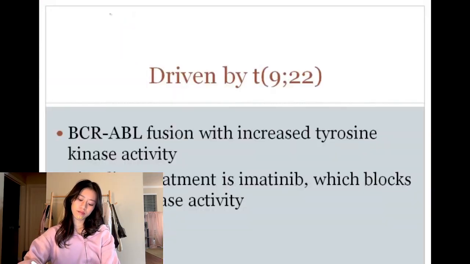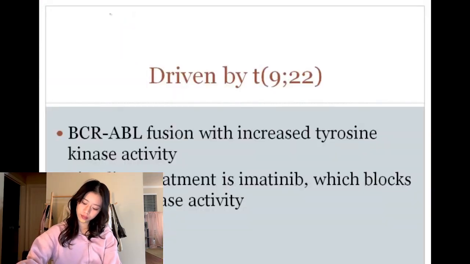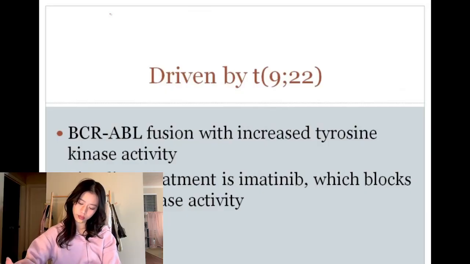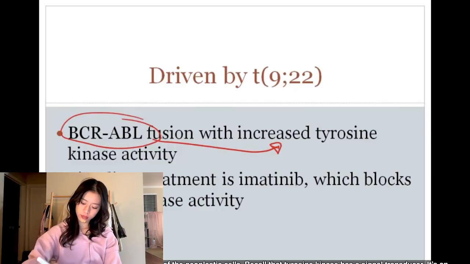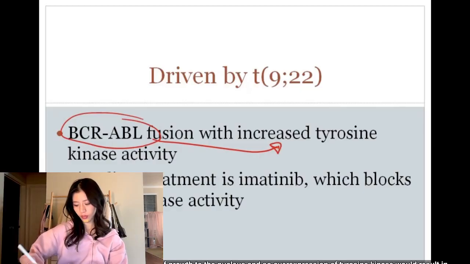CML is driven by a 9;22 translocation. And this 9;22 translocation results in a fusion between BCR and ABL. And this fusion results in an increased tyrosine kinase activity. The increased tyrosine kinase activity then drives the overproduction of the neoplastic cells. Recall that tyrosine kinase is a signal transducer. It is an oncogene that has the ability to transduce the signal of growth to the nucleus, and so overexpression of tyrosine kinase would result in overgrowth.